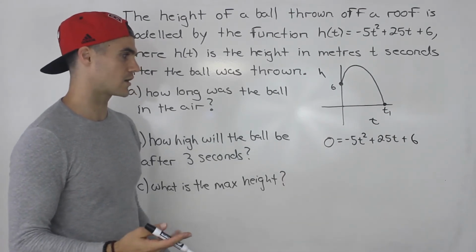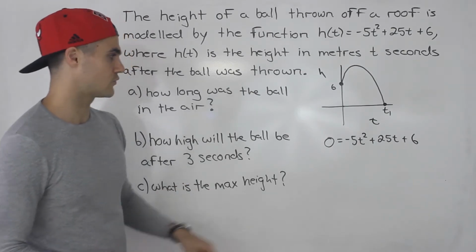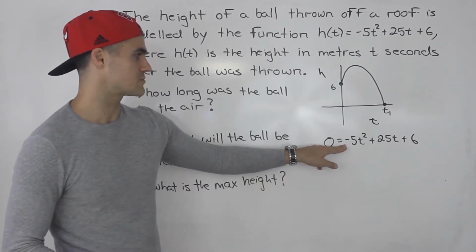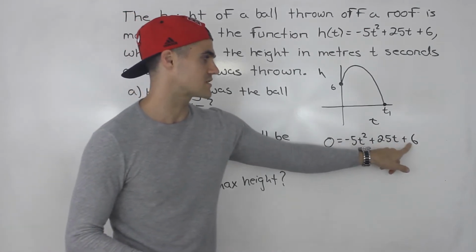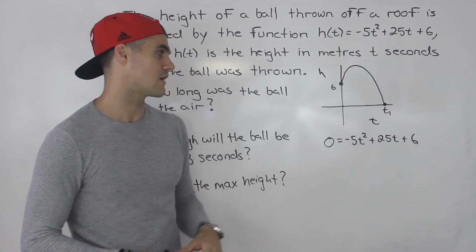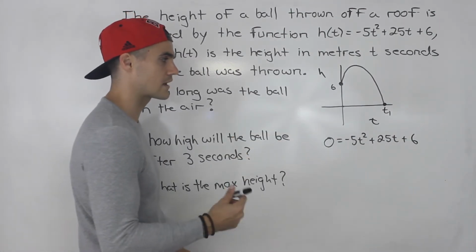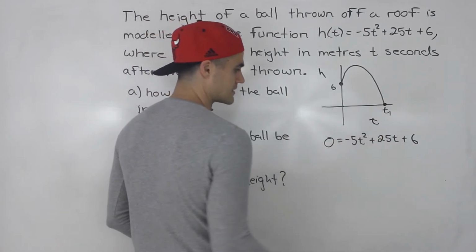There are two ways to solve quadratic equations. You could either factor or you could use the quadratic formula. Unfortunately, this is not going to factor smoothly. Negative 5 times 6 is negative 30. Two numbers that multiply to negative 30 and add up to 25? There are no numbers like that. So we're going to have to throw this into the quadratic formula to get that t1 value.